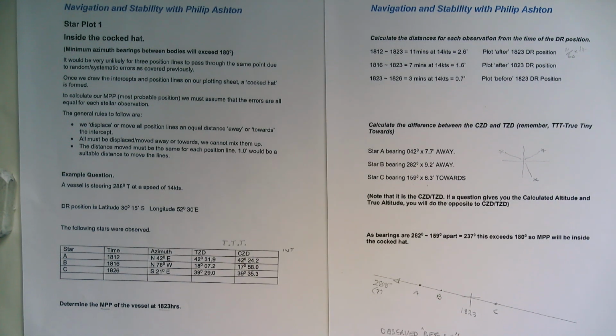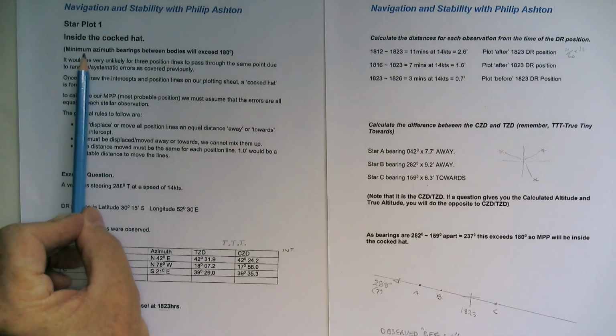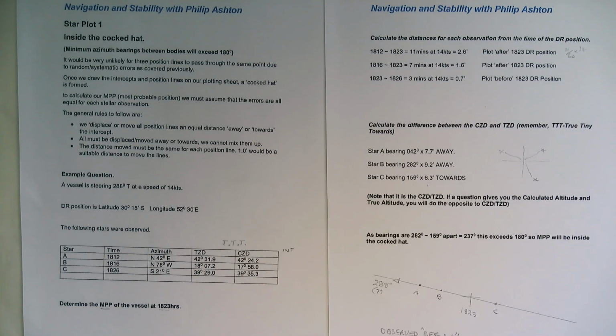We'll have a look at another method we can use to find our most probable position when we are inside the cocked hat. And remember, inside is when the azimuth bearings apart exceed 180 degrees. So for example, from 282 degrees all the way around to 159, whichever way you want to look at it, these will exceed 180 degrees. So that's where we have to exceed the value there.